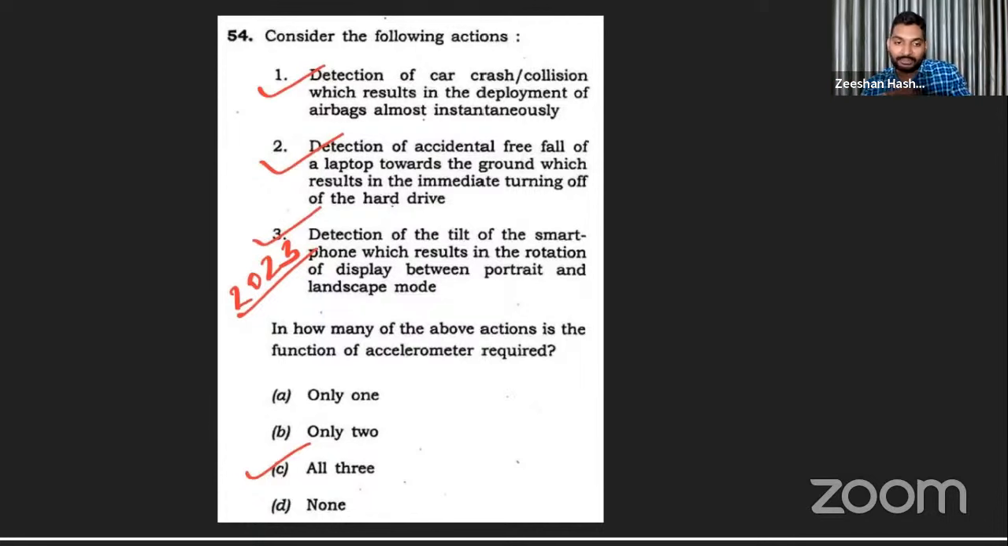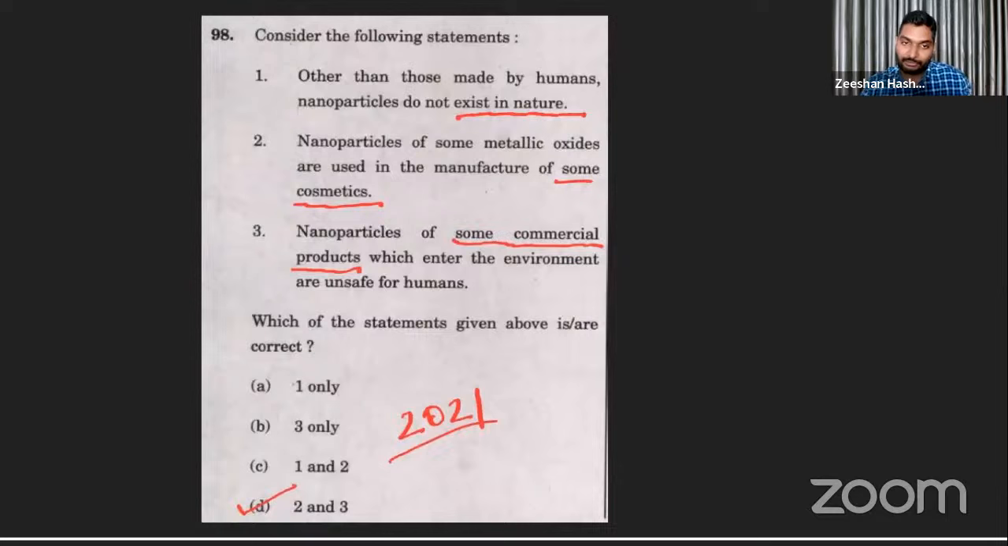Now, this was from 2023. Let's take a similar question from 2021. Let's directly jump to statement 2. Nanoparticles of some metallic oxides are used in manufacture of some cosmetics. Do we know whether they are used or not? Probably they are used in cosmetics, probably they are not used. We are not sure. Statement 3.